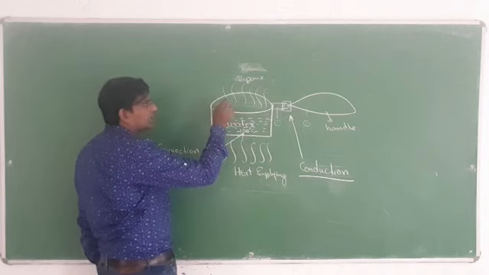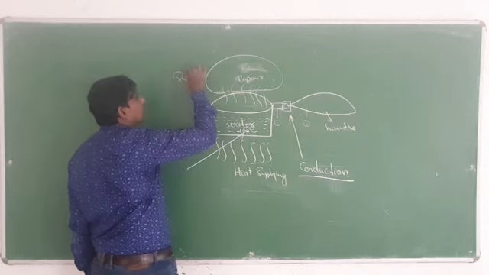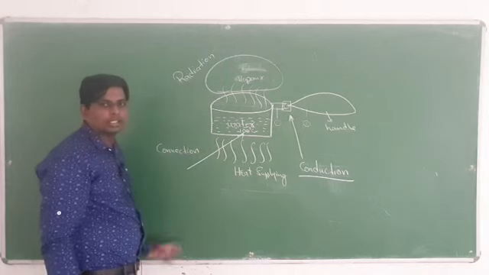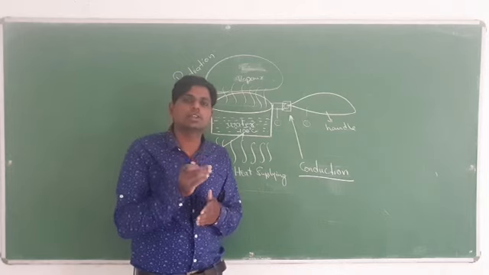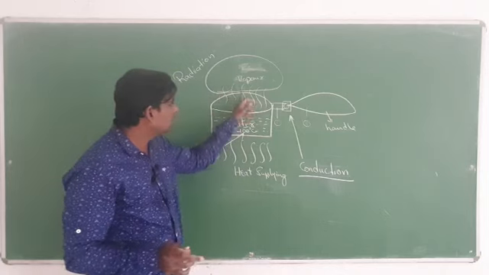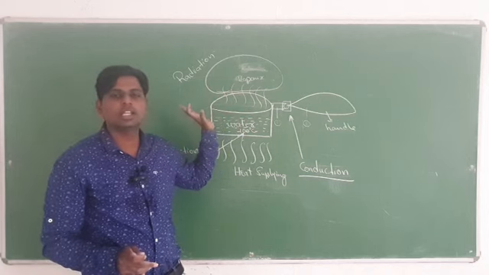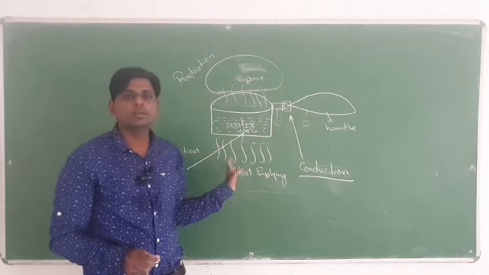radiation. Other than conduction and convection, if heat transfer is taking place, here also heat transfer is taking place. That type is known as radiation. This is the conduction, that one is the convection, and this one is the radiation.